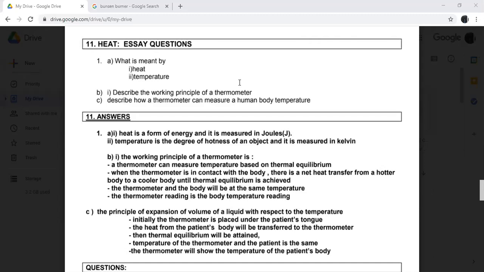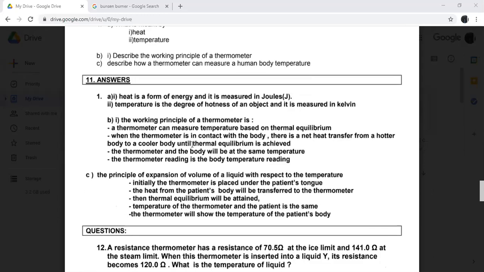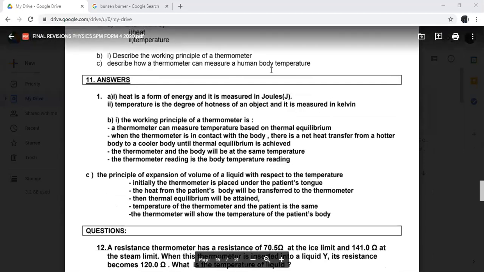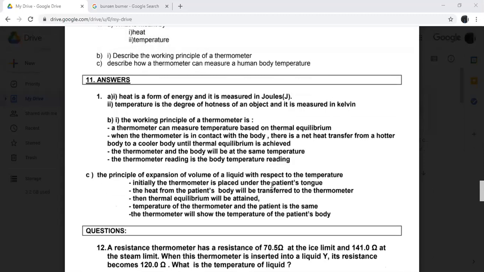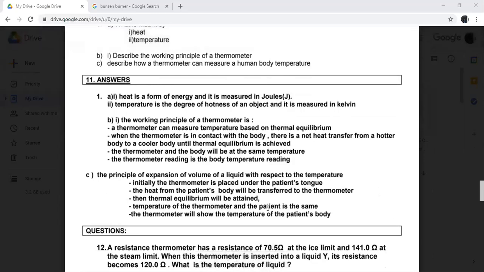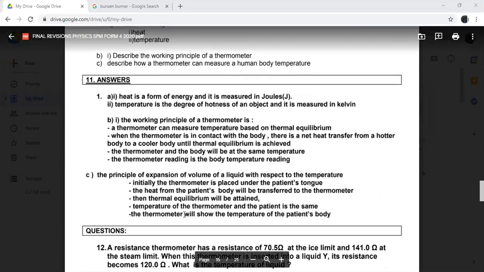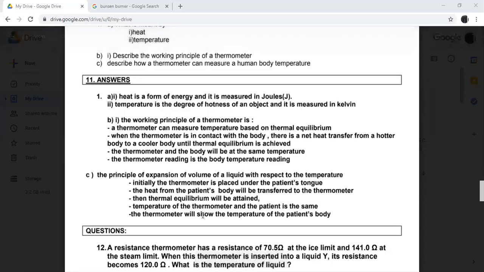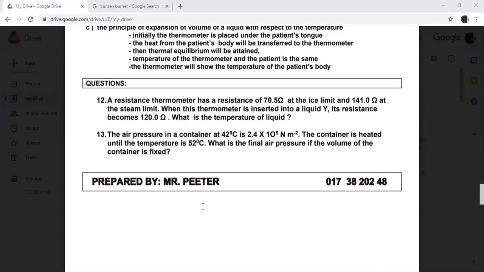Okay, so done. Thermal equilibrium. How can a thermometer measure human body temperature? Same principle, the expansion of volume of a liquid with respect to temperature. So the heat from the patient's body will transfer to the thermometer, then thermal equilibrium is attained. The temperature of the thermometer and the patient is the same. The thermometer will show the temperature of the patient's body. Okay, done this part. Now look at another question.